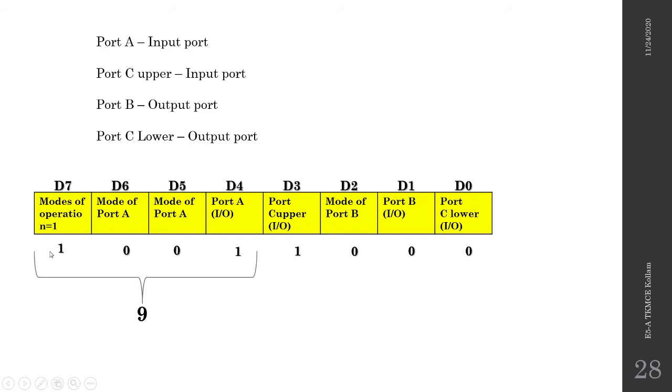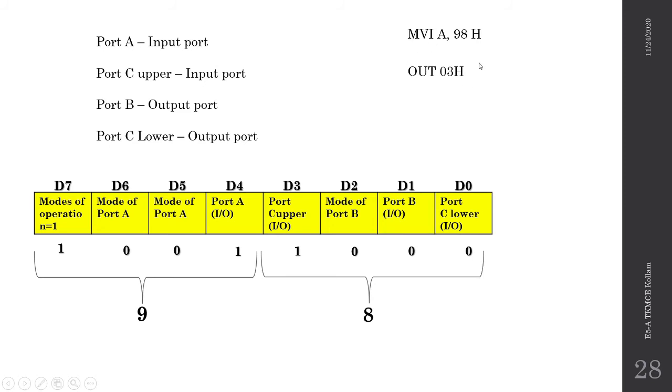When we convert these into hex, this is 9 and this is 8. So the corresponding control word is 98H. And in order to make the ports like this, the instructions required are, first of all, we need to move this data into the accumulator by means of this instruction. Then OUT, that number 98H, we need to load into the control word register by means of this instruction.